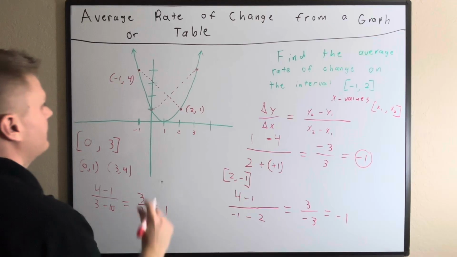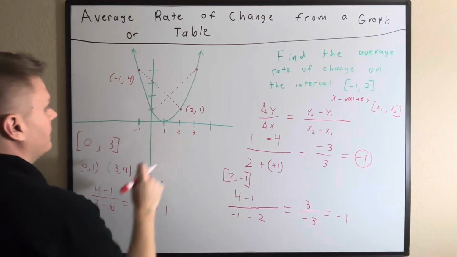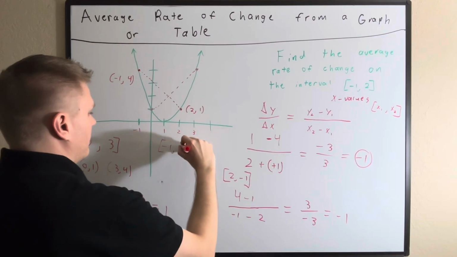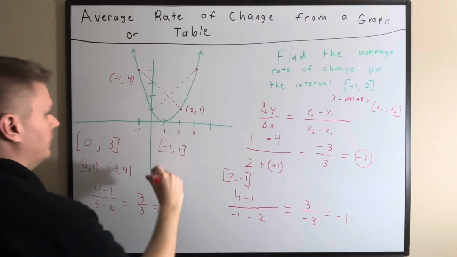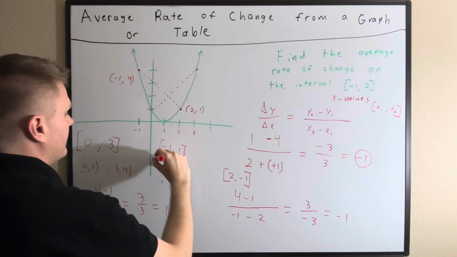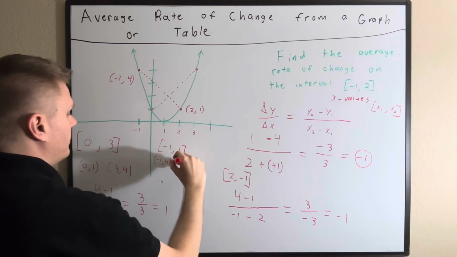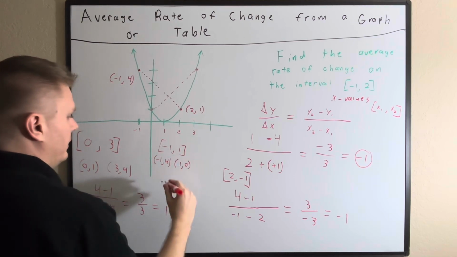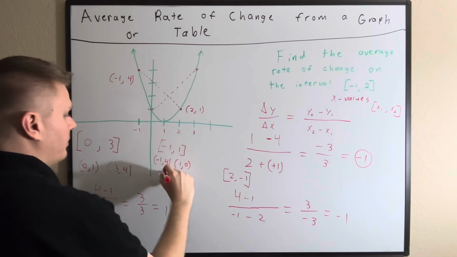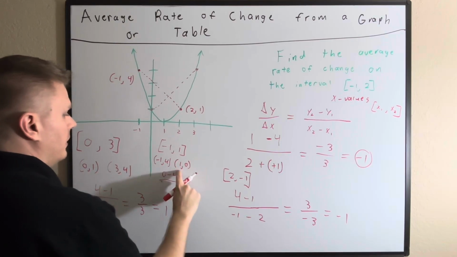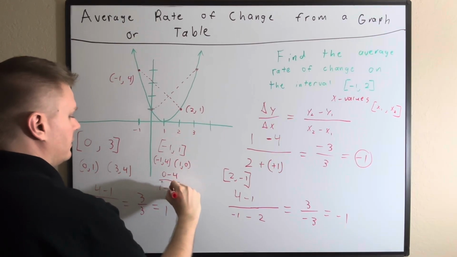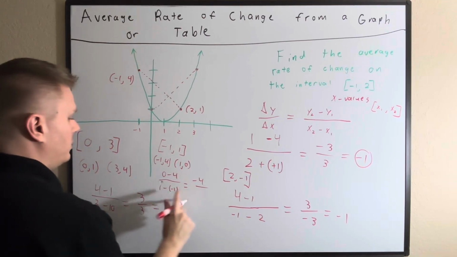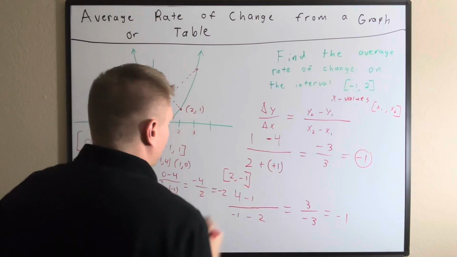That makes an x. What if we went from negative 1 to 1? Okay, well, negative 1, 4 is a point, and 1, 0 is the other point. y2 minus y1, x2 minus x1. Negative 4 over 1 plus 1 is 2, negative 2.